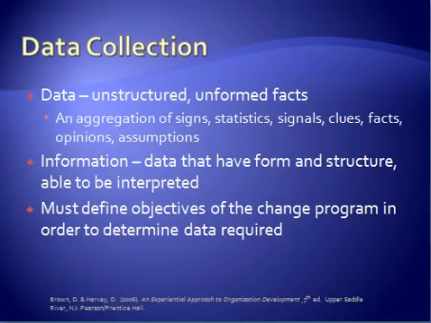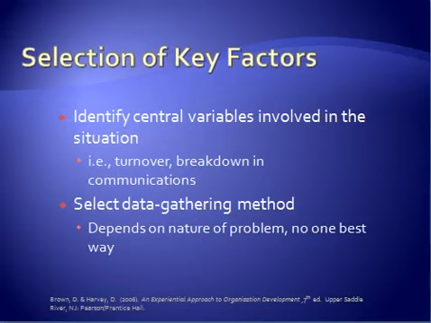The first step you have to do is define your objectives for the change program. Defining those objectives will then determine what data will be required in order to come up with an accurate diagnosis. The next thing you're going to do is identify what those central variables are in terms of this particular situation. Some examples might be the variable of turnover, some variables in terms of breakdown in communication. Once you've got your variables, then you select your data gathering method. Remember, there is no one best way for gathering data. It always depends on the nature of the problem you're investigating.